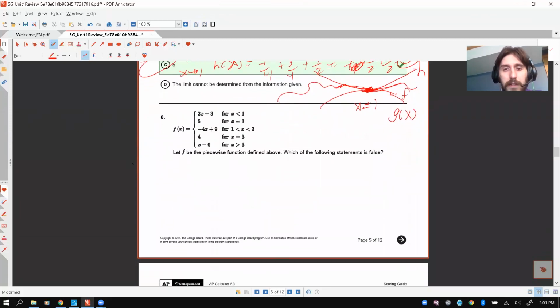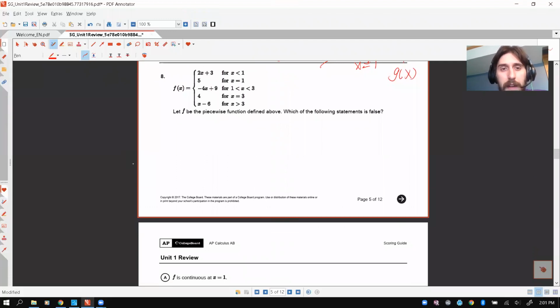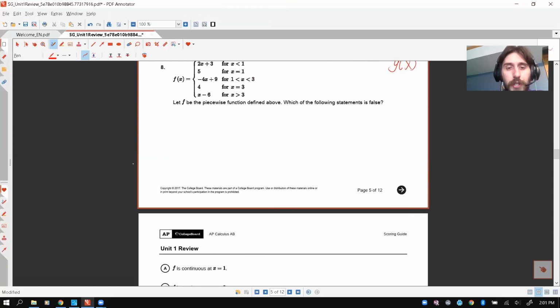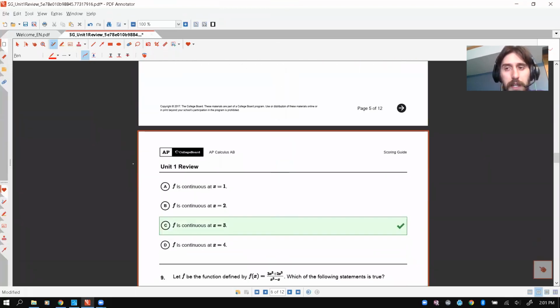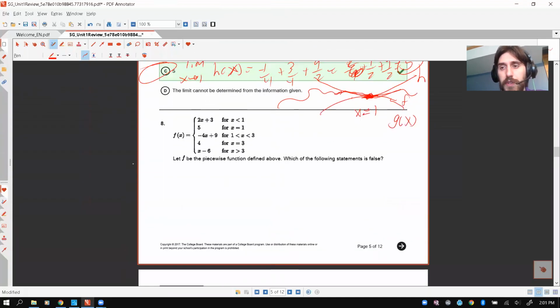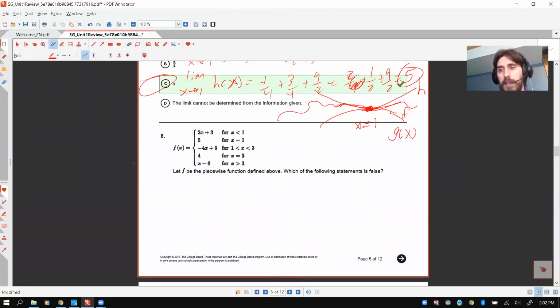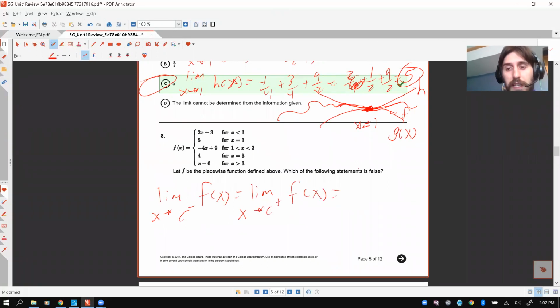All right, number 8. So we have this huge piecewise function, and the question is which of these is false? All of these prompts are talking about continuity. So let's review what it means to be continuous. A function is continuous at a point c if the limit as x approaches c from the left of f of x is the same thing as the limit as x approaches c from the right of f of x, and that actually is the value of f of c.